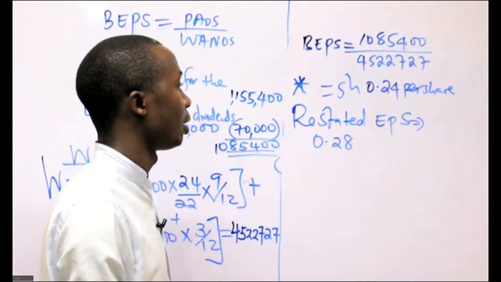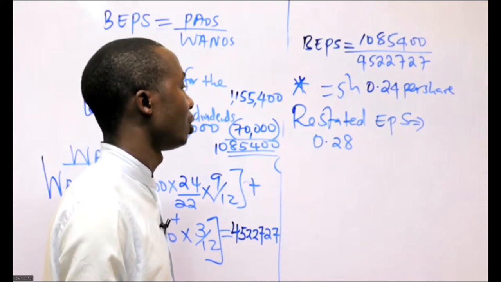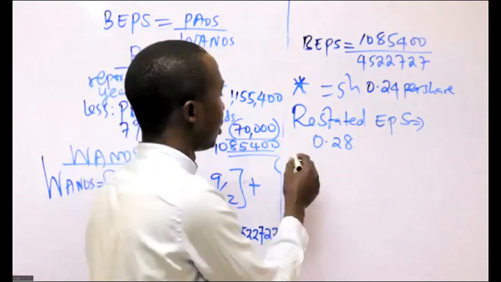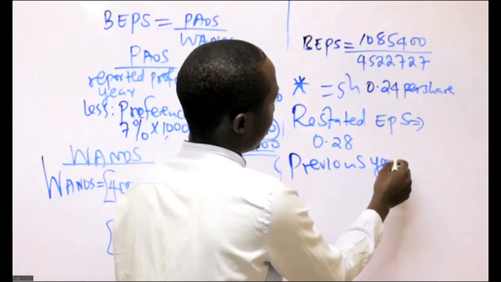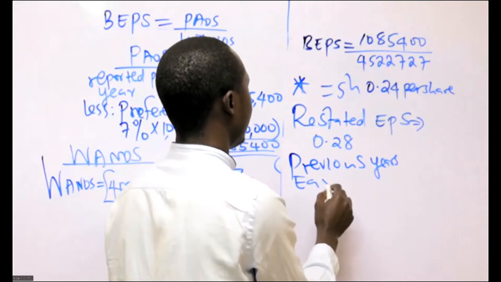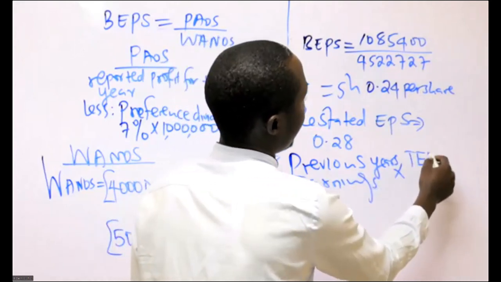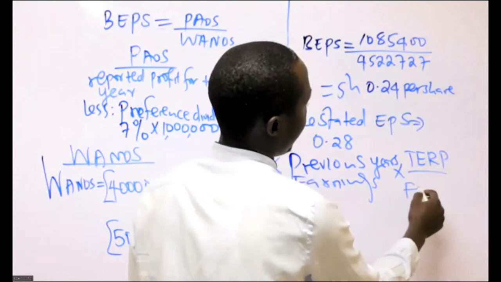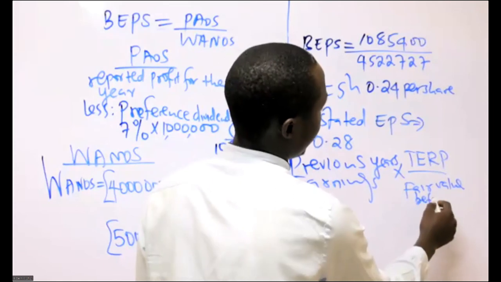So how do you compute the restated EPS when there's the aspect of rights issue? You talk about the previous year's earnings, you multiply with the theoretical ex-rights price over the fair value before rights issue.